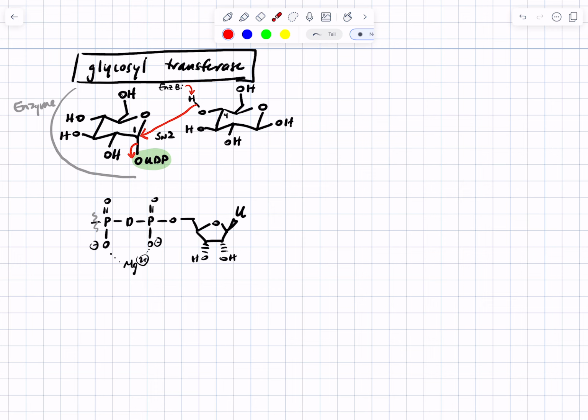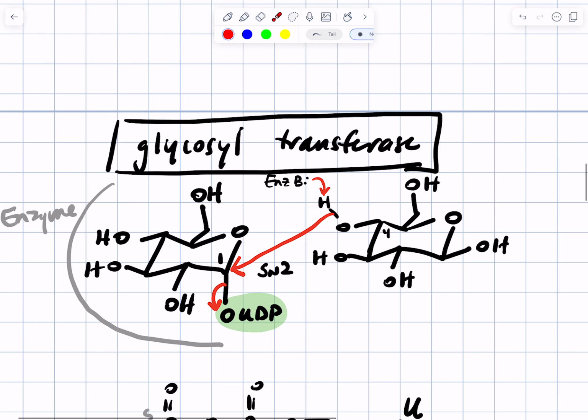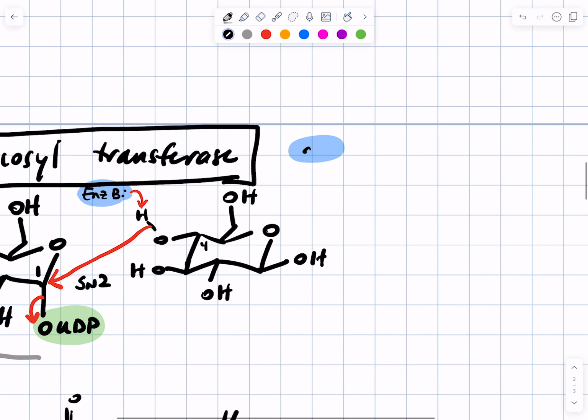Questions so far? Yeah? You said enzyme B, so that's an entirely separate enzyme? No, enzyme B stands for base. Oh, enzyme. So what this means is a basic side chain in the enzyme active site.